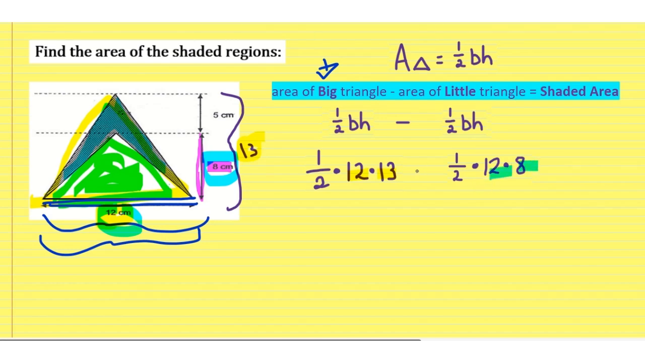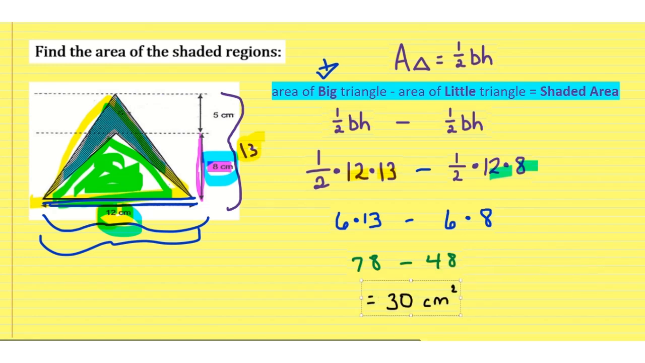And of course, we're going to be subtracting these two values. So we just need to work it out. Just get your calculator out and work it out. So 1/2 of 12 is 6. And 1/2 of 12 is also 6 on both sides. We keep working out. 6 times 13 is 78. 6 times 8 is 48.